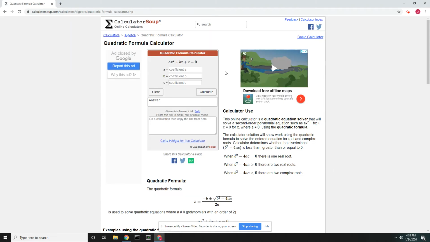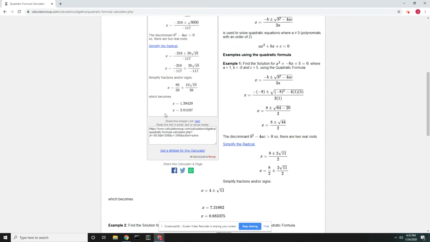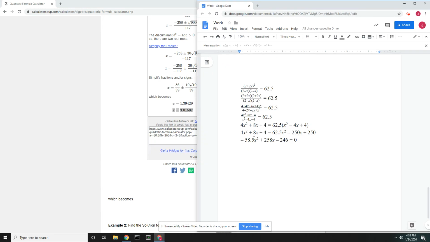You're perfectly allowed to use a quadratic formula calculator. I highly encourage you to have one in your calculator. So I'm just going to go ahead and plug everything in. You'll get 2 values. I've got 1.39429, and I've got 3.01597. I want to point out that the second one is impossible, so I'm just going to throw it away. Typically you're going to get one answer that's impossible, and you just don't use that one. So I'm only going to use my one solution that's actually real, which is 1.39 molar.